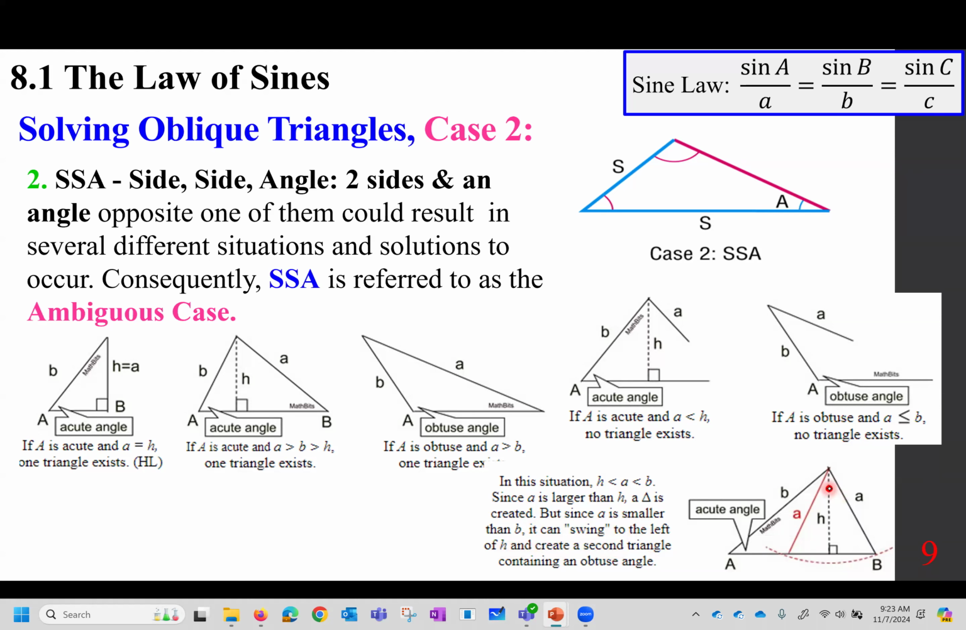So it can create this large picture, or it can create this one. Okay, there are two different possibilities. One is this entire triangle, A, B, C. You see that one is this smaller one. That's why it's called the ambiguous case.